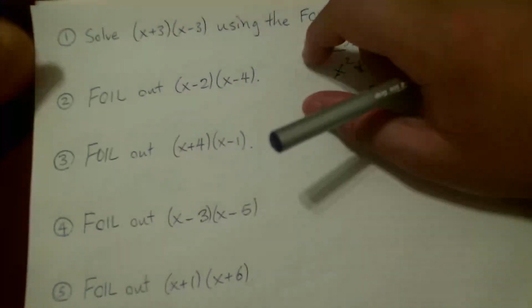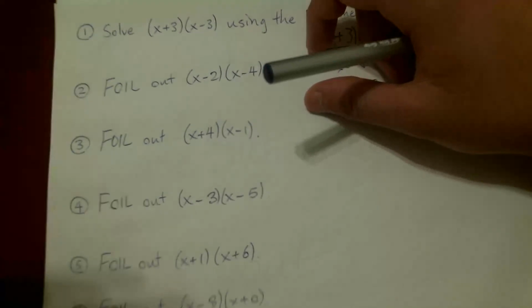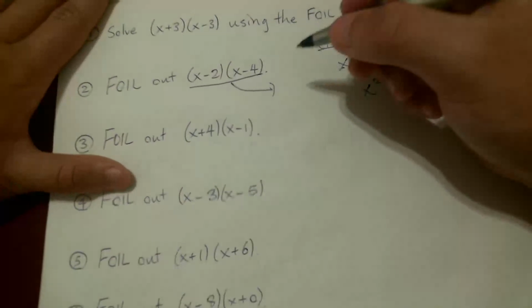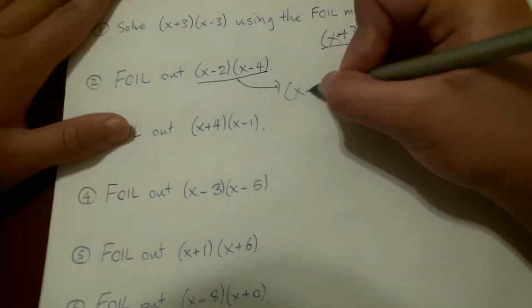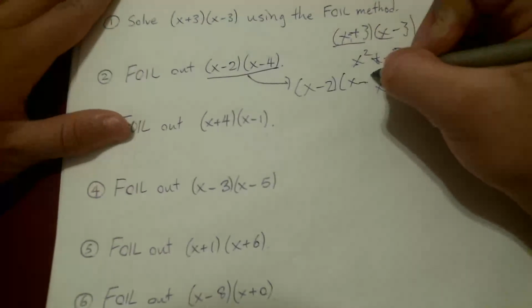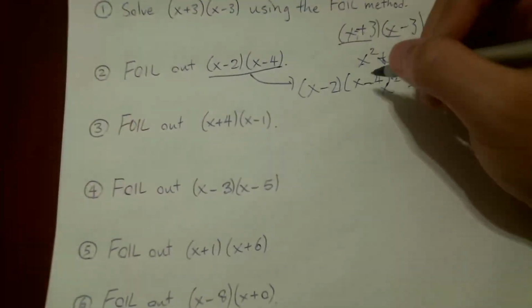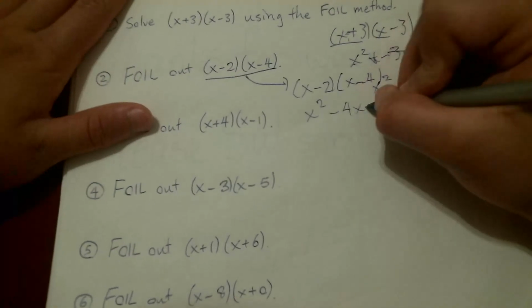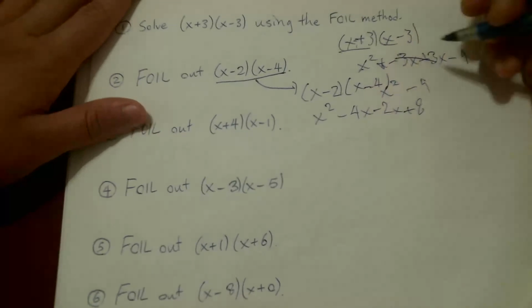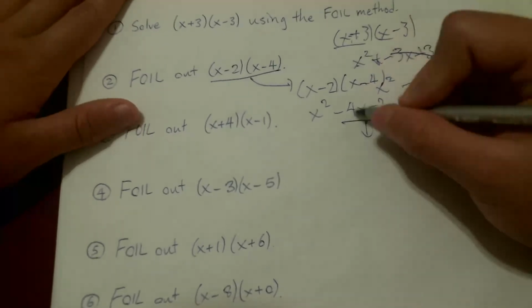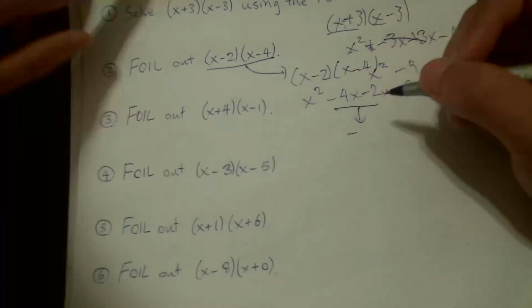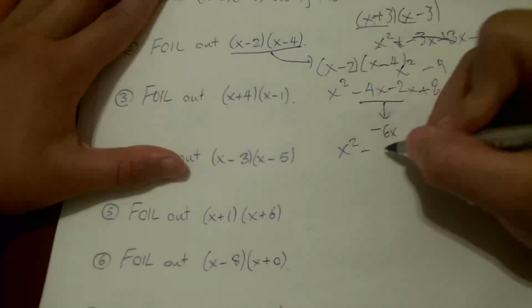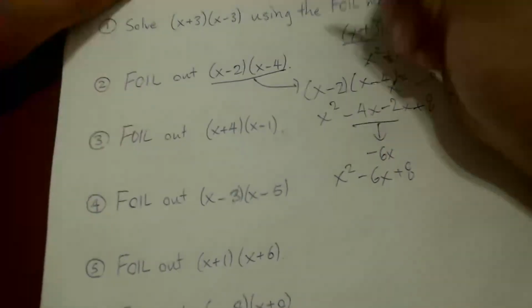So let's try the second one, which asks to solve x minus 2 times x minus 4. So x minus 2 times x minus 4. So this one would just be x times x, x squared, minus 4x minus 2x plus 8. And the middle part would be negative 6x. So then this will be x squared minus 6x plus 8. And that would be our final answer.